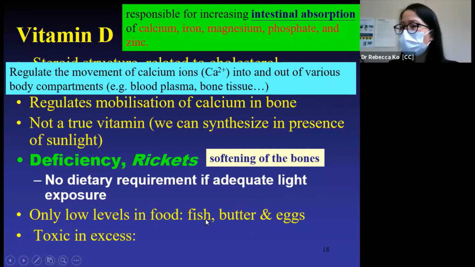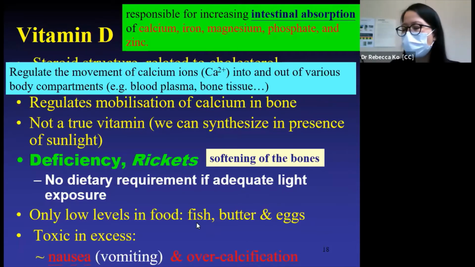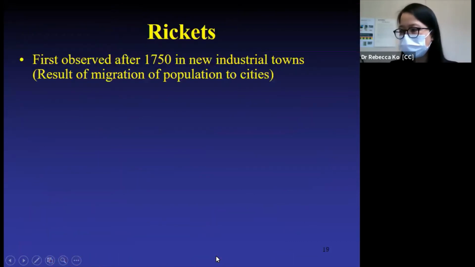And same as vitamin A, if we take in lots of vitamin D, it's still toxic, right? These are the symptoms we found with excess vitamin D: vomiting and over-calcification. Rickets is the symptom we observe if we are lacking vitamin D. How was that discovered?